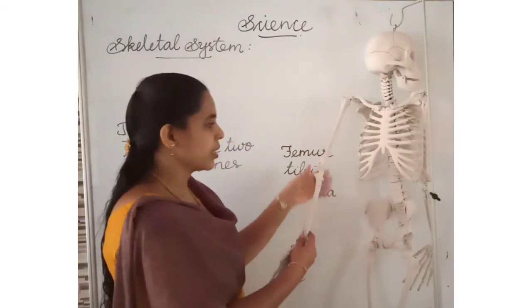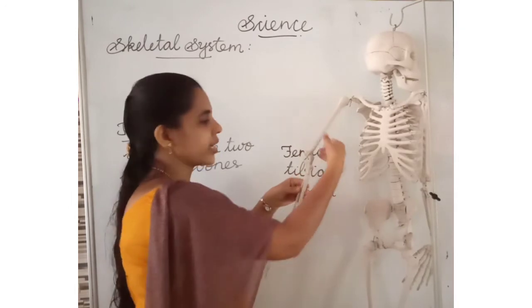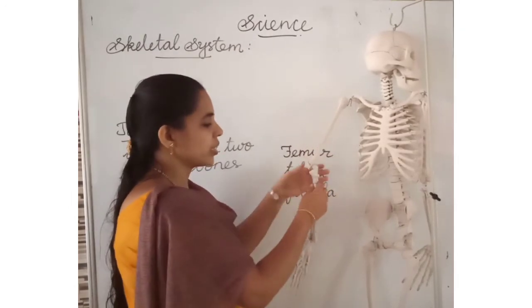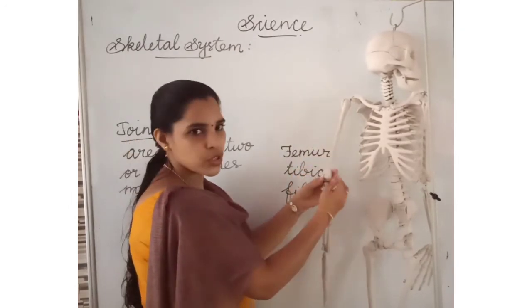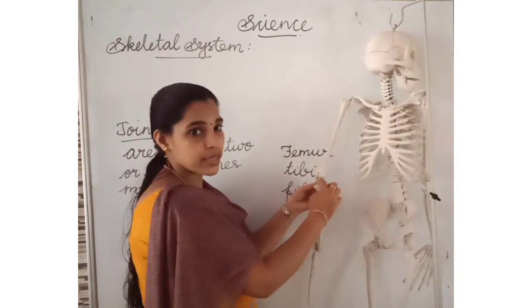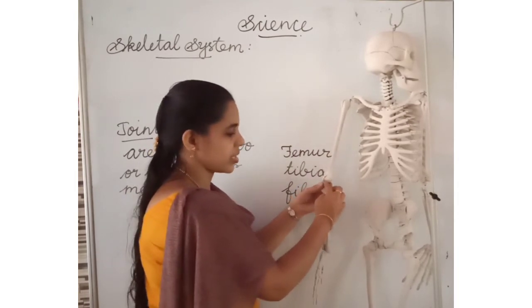Listen here. Here two bones are there, one bone is here. So these are the bones joined together at a point. That is called a joint.